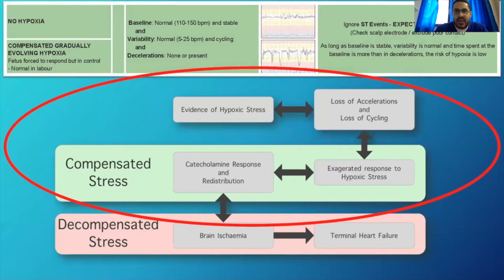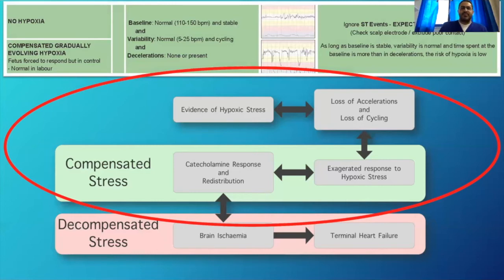As long as the baseline is stable, variability is normal, and the time spent is appropriate, so more than 50%, the risk of hypoxia is low. Does that make sense? Guys, are you still there? Yes. Am I still making sense? Yes, I kept quiet because I'm only answering. Okay.